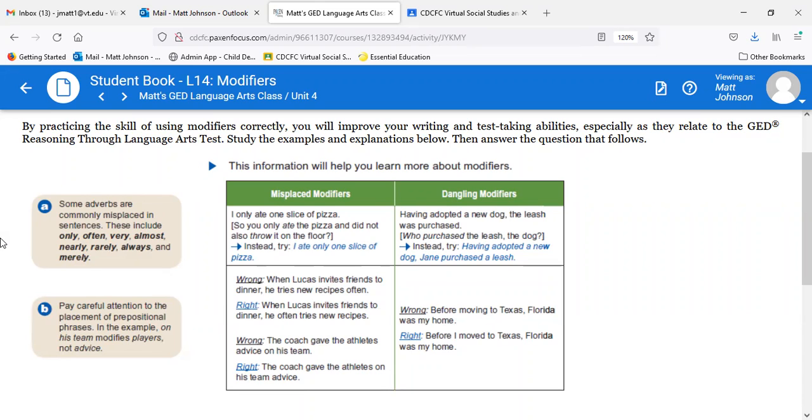"When Lucas invites friends to dinner, he tries new recipes often." So that's, often isn't modifying anything there. So, "When Lucas invites friends to dinner, he often tries new recipes." So that way you understand that Lucas often tries new recipes. When he cooks for his friends, he likes to try new things. So often tries, putting that modifier in the correct place.